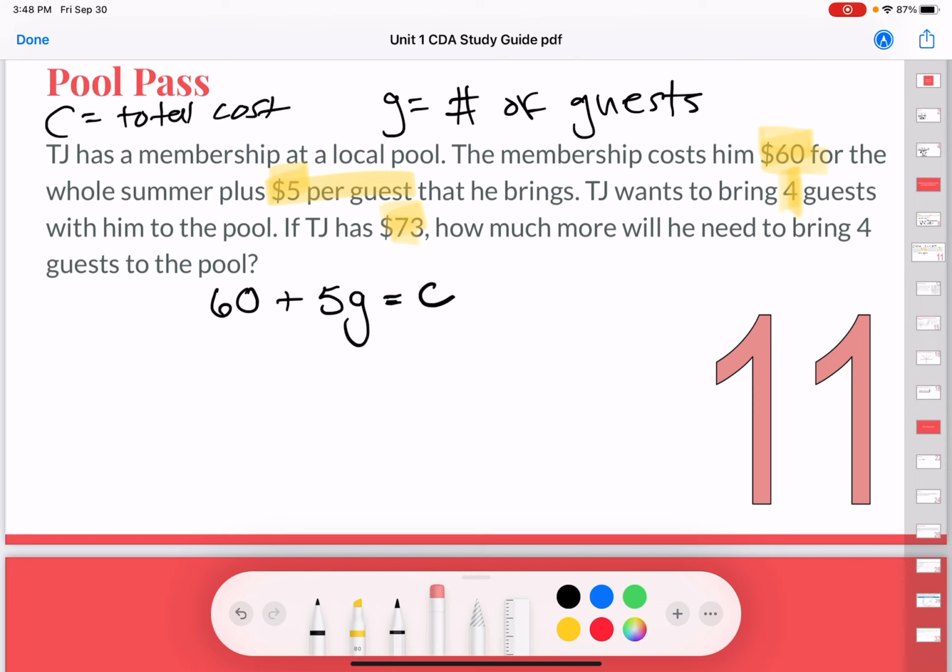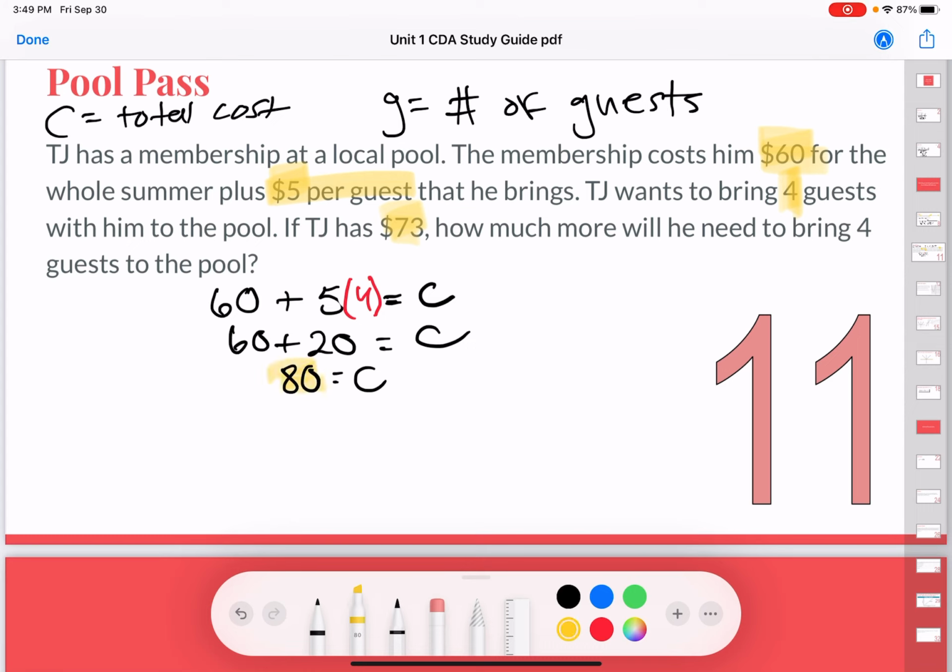So now I'm going to replace G with 4. So now 60 plus 5 times 4, I know is 20, equals the total cost. And so 60 plus 20 is 80. So his total cost is 80.